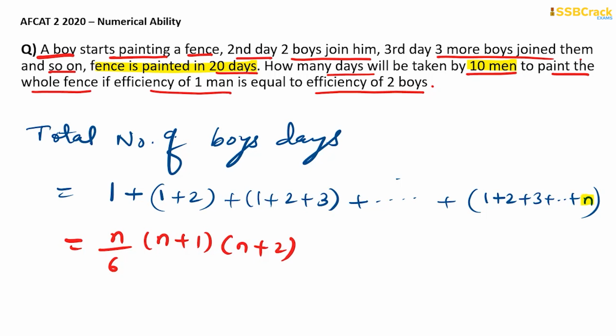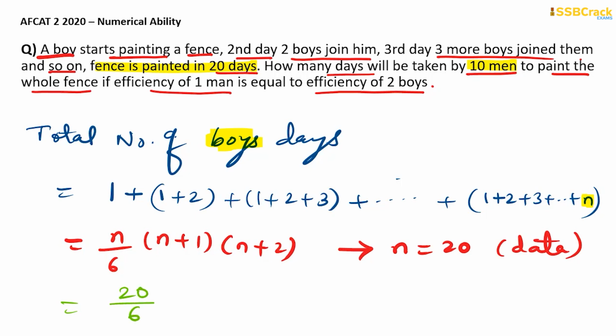So we know that the nth day is when the boys join. So on the 20th day, 20 boys must have joined, and by that day the work has been completed by all the total boys. So we are calculating the total boys days taken to complete the task, and hence we shall substitute n equal to 20 as per the data. Okay, and hence we shall note the total number of boys days, that is 20 divided by 6 multiplied by 21 into 22, which comes out to be 1540. You can easily check. So these are the days that the total boys have taken.